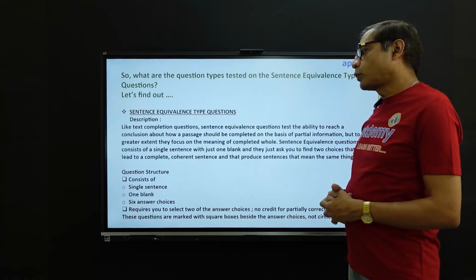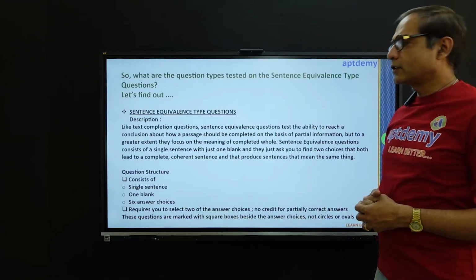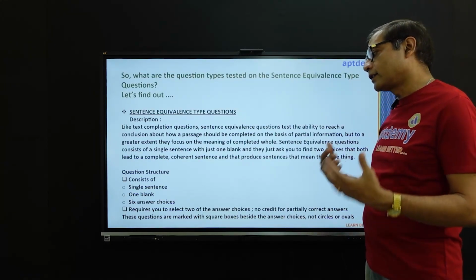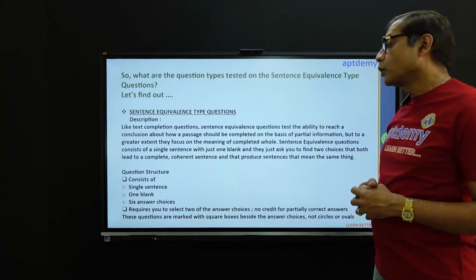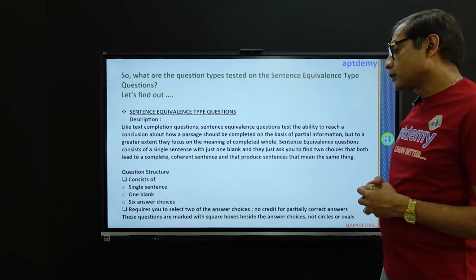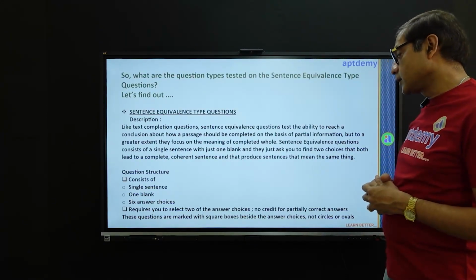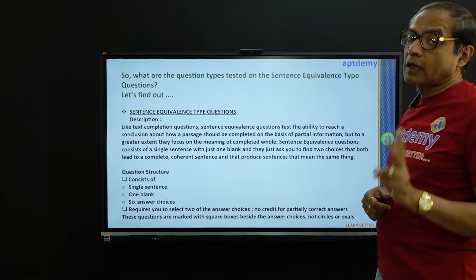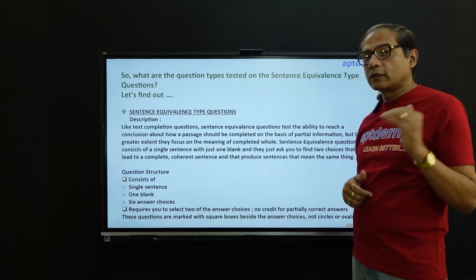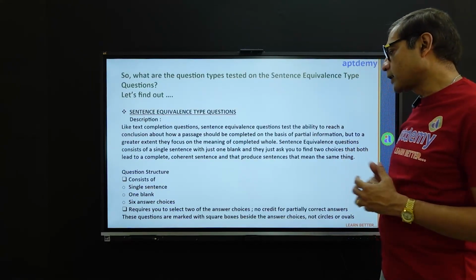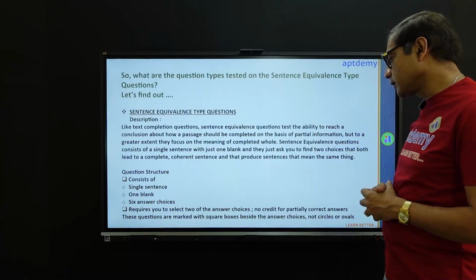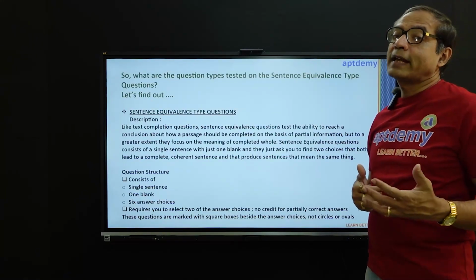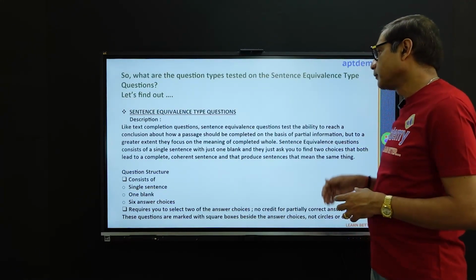So talking about the question structure, what does it consist of? It might be a single sentence, one blank, and 6 answer choices. So it requires you to select 2 of the answer choices, no credit for partially correct answers. That means you have to get both the answers correct to get your credit point. So these questions are marked with square boxes beside the answer choices, not like the regular ones with circles or ovals. Moving on.